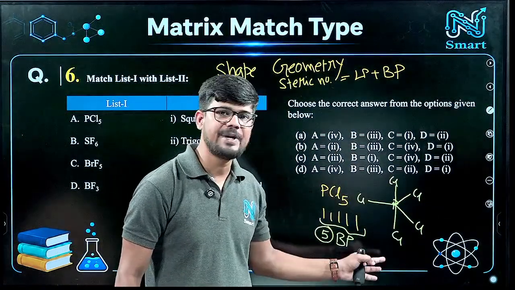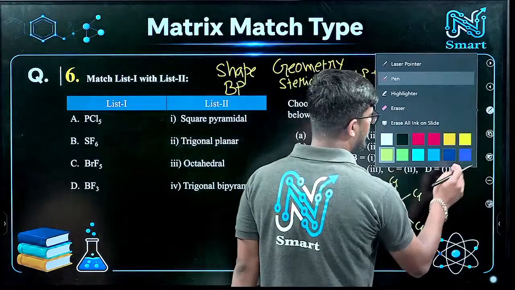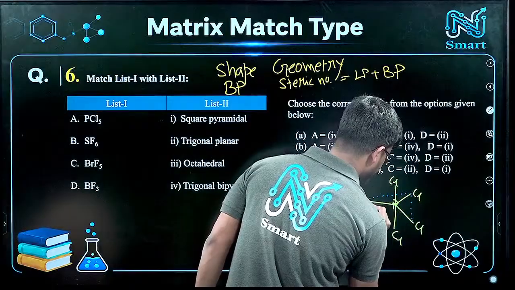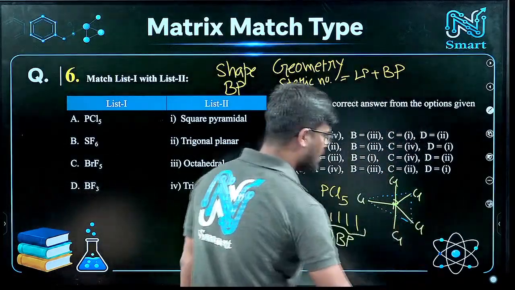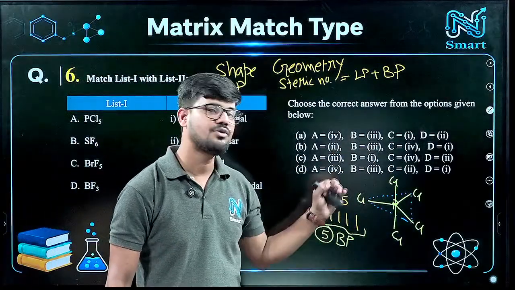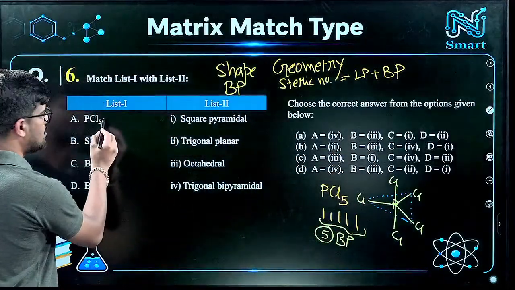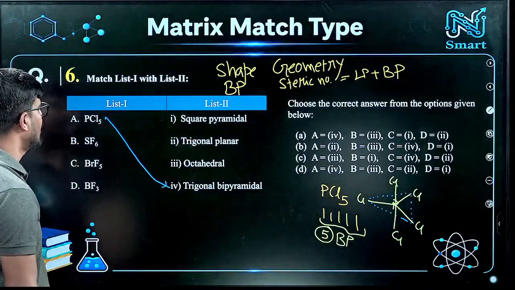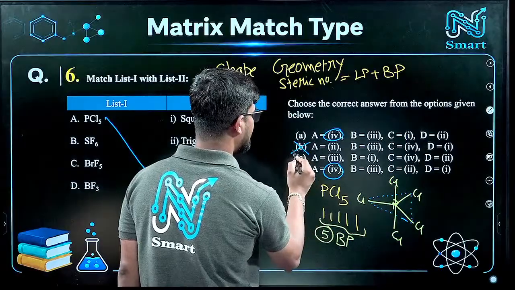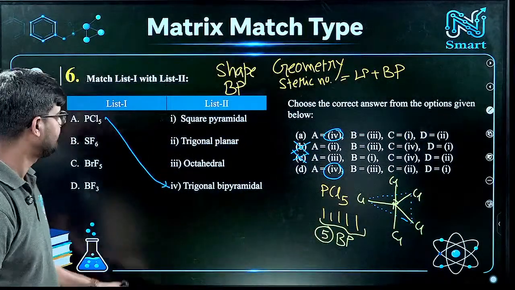So it means trigonal bipyramid. Here we have this geometry. This is trigonal, and on the top and bottom we have two chlorine. So trigonal bipyramid. See this one, we have A with 4. So the other two options, by default, are not the correct answer.